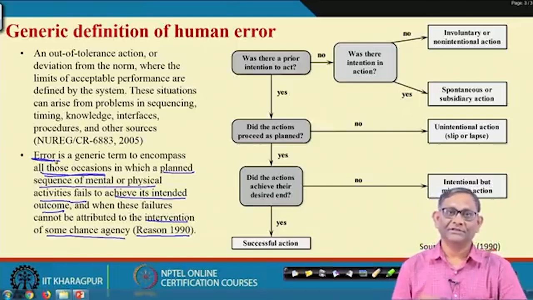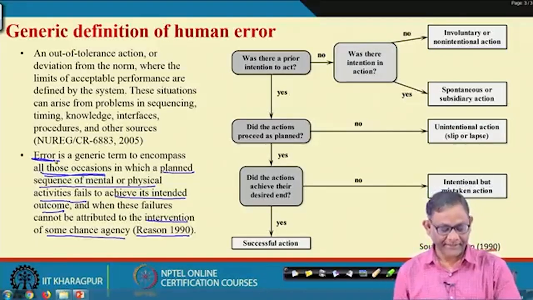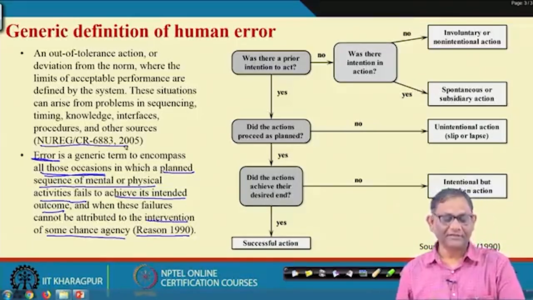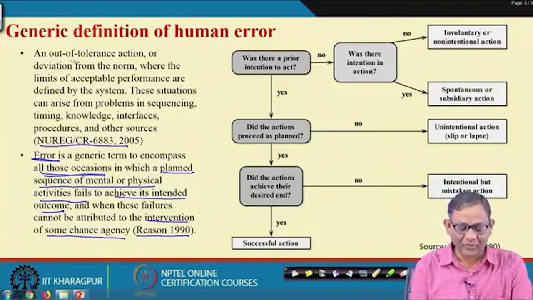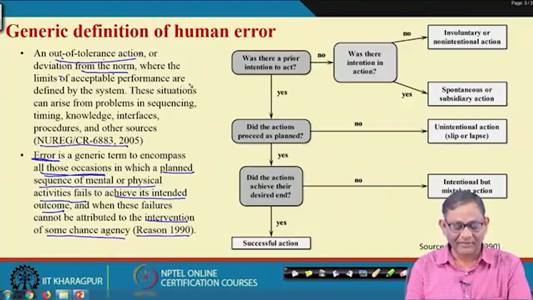So, these are basically what Reason says are the errors. Now, when human involvement is there, that is human error. Then another definition, from the Nuclear Regulatory Board: an out of tolerance action or deviation from the norm, where the limits of acceptable performance are defined by the system.